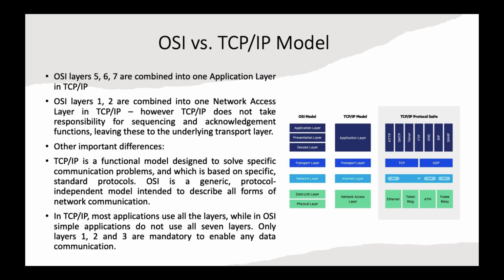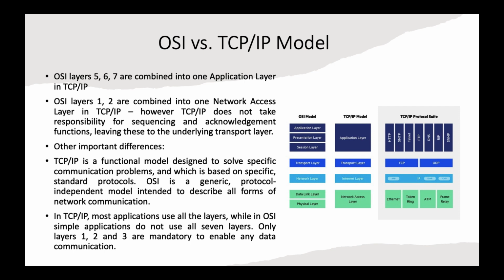In the TCP/IP model, OSI layers 5, 6, 7 are combined into one application layer. OSI layers 1, 2 are combined into one network access layer in TCP/IP. However, TCP/IP does not take responsibility for sequencing and acknowledgement functions, leaving these to the underlying transport layer. Let's discuss some other important differences.